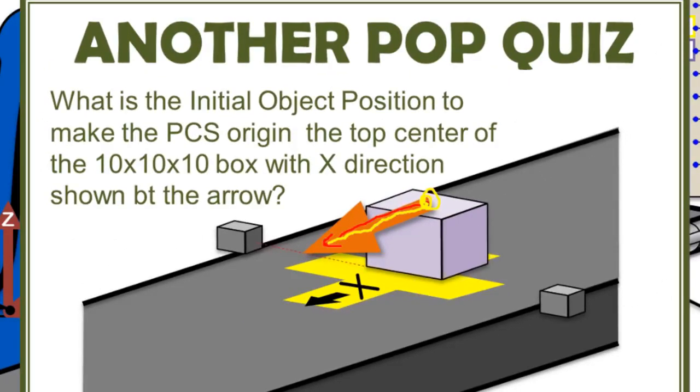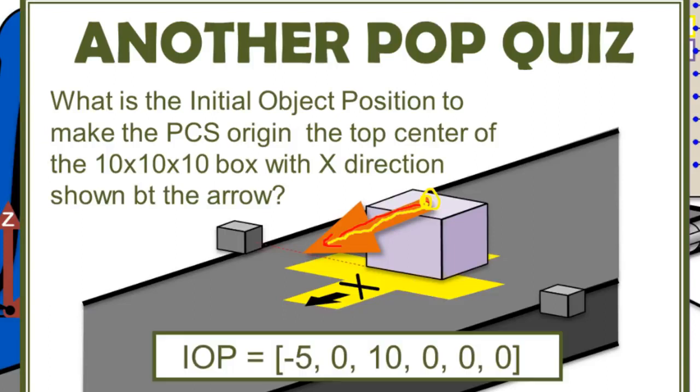Now what would I set my initial object position to if the box is 10 by 10 by 10 units and I want the center to be at the top of that box? Again, I'll give you just a few seconds to think about it. Okay, if our box is 10 by 10 by 10 and we need to set an offset to our conveyor belt origin, then in the x direction we need to go back 5 units, 5 in the reverse direction of x, 0 in the y direction, and 10 up in the z direction.